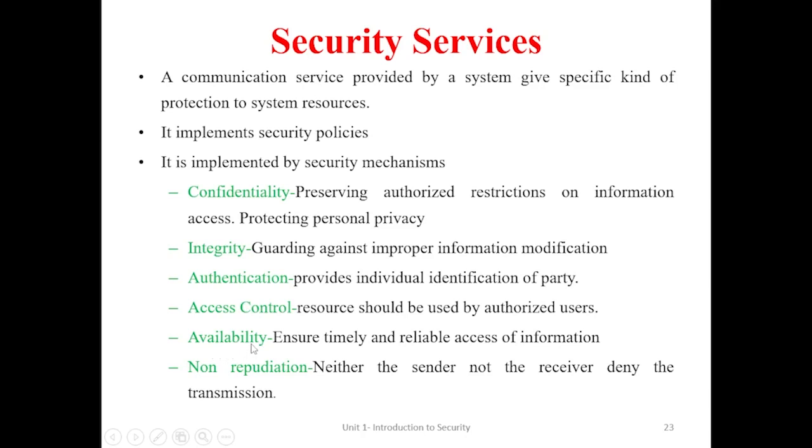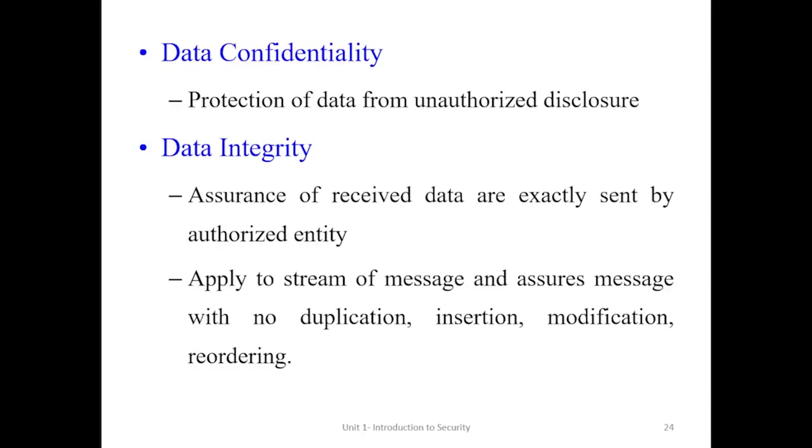Availability service ensures that correct or relevant information is timely and reliable to authorized users. Non-repudiation service ensures that neither the sender nor the receiver can deny the transmission. So these are the 6 different types of services.